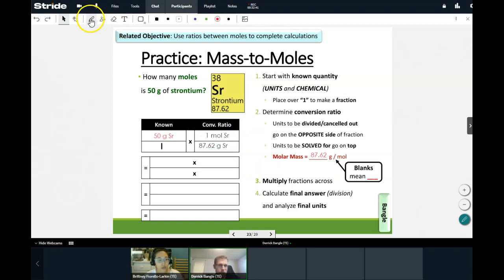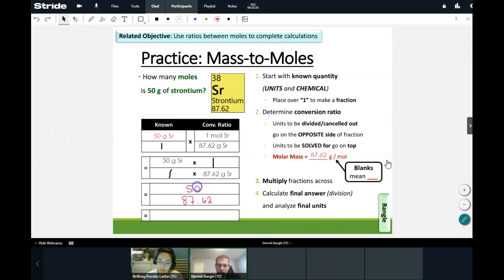And so now we have a 1 here, a 1 here. Here we have our 50 grams of strontium, and then here we have our 87.62. Now I'm going to leave the rest up to you guys. Tell me, what is 50 divided by 87.62?